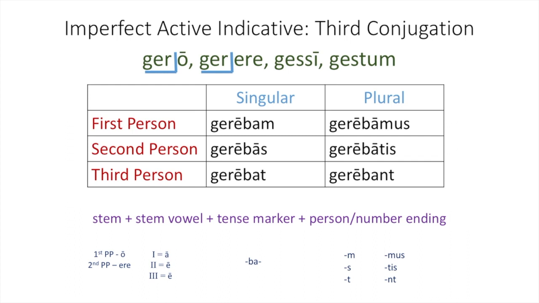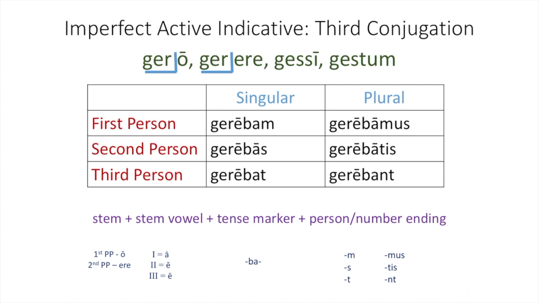So, gere bom, I was managing. Gere boss, you used to manage. Gere bot, he, she, it was managing. Gere bamus, we were managing. Gere batis, y'all were managing. Or gere bont, they used to manage.